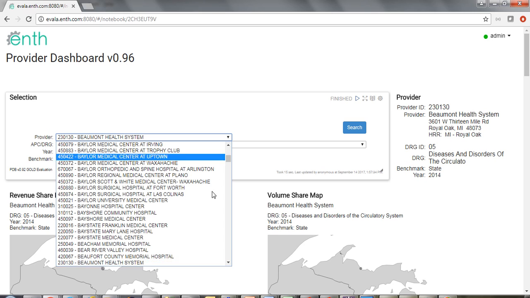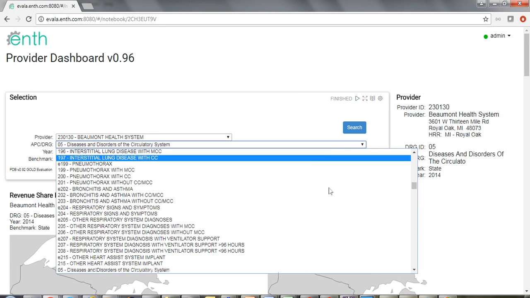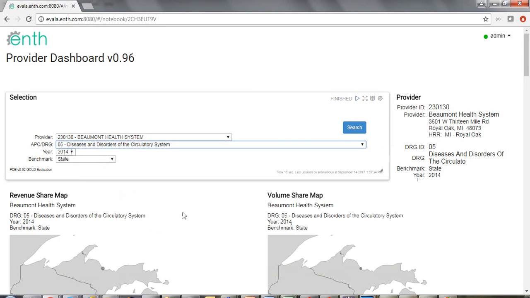In this case, we've selected Beaumont Health System. We have thousands of inpatient and outpatient procedures. In this case, we've chosen diseases and disorders of the circulatory system. We've chosen 2014 for our base year, and we have 3 benchmarks: country, state, and HRR, hospital referral region. The hospital referral region is a geographical area defined by CMS. So in some more rural areas, it might nearly encompass the state, and in more urban areas, it may be more closely associated with a city.